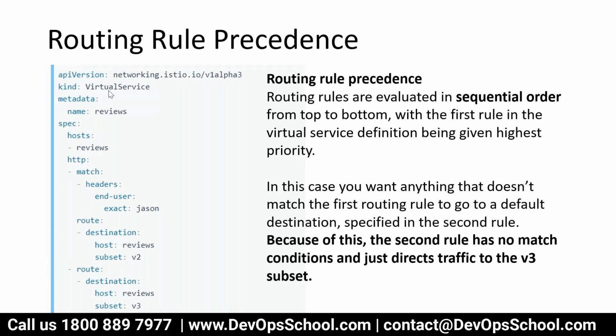Let's understand this in a very simple way. What do you want? It's a virtual service. What is the name of the virtual service? Reviews. Remember, a virtual service only manages your traffic. In Istio, if you want to write anything for managing traffic, then you need to write a virtual service. I told you a virtual service will have destination rules also.